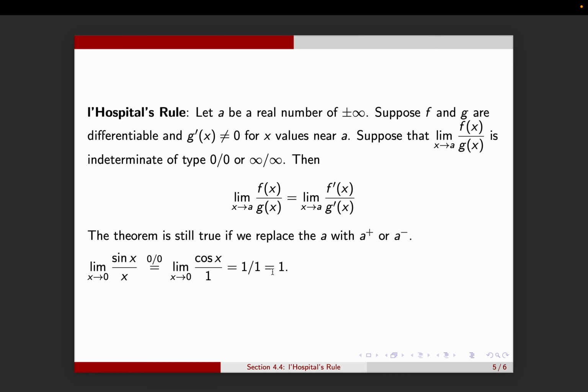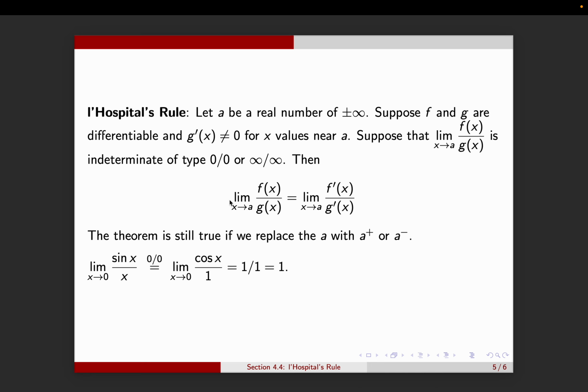Cosine of 0 is 1, so you just get 1 as the answer. So you started with a limit where you plug in 0 for x and everything goes haywire, right? 0 over 0. And if we were back in chapter 2, we would give up. But now we don't have to give up. We take the derivative of top and bottom and we get a limit that's much simpler, where in particular we can plug in 0 for x and we get our answer.